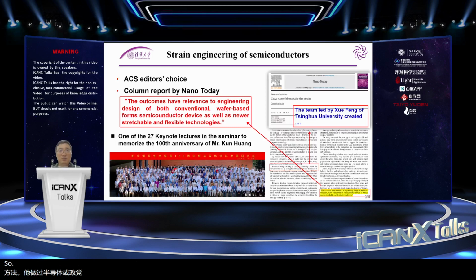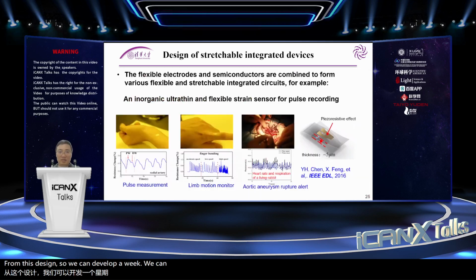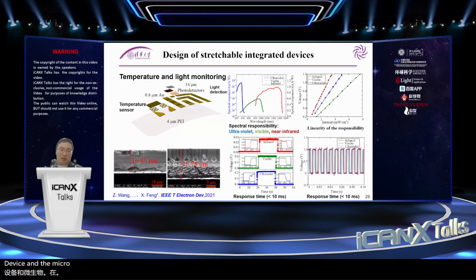So from this design, we can develop many different kinds of integrated devices. For example, we can develop flexible electronics with semiconductors to measure the pulse, the heartbeat, and other motions of our body. We can also integrate photoelectronic devices and microelectronics onto the same soft substrate, so we can use this to measure the temperature and to measure the light.